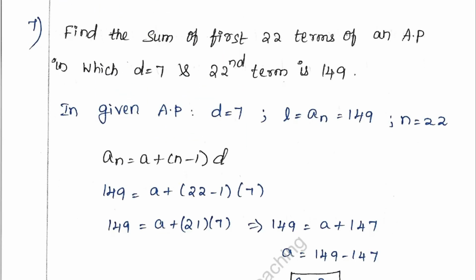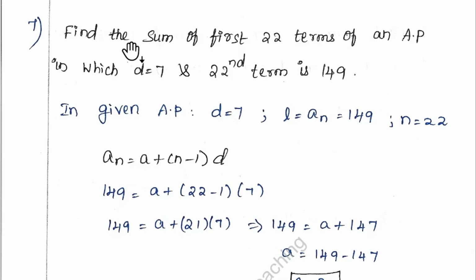Seventh question. Find the sum of first 22 terms of an AP. Sum of first 22 terms of an AP means n is 22, you need to find Sn, right? d is given and the 22nd term is 149. Since n is 22, an is 149, right? You always remember this is not the sum of 22 terms. They are only talking about the 22nd term, which is the nth term. That is an equal to 149, or you can also call it l. d is 7, an is 149, and n is 22.